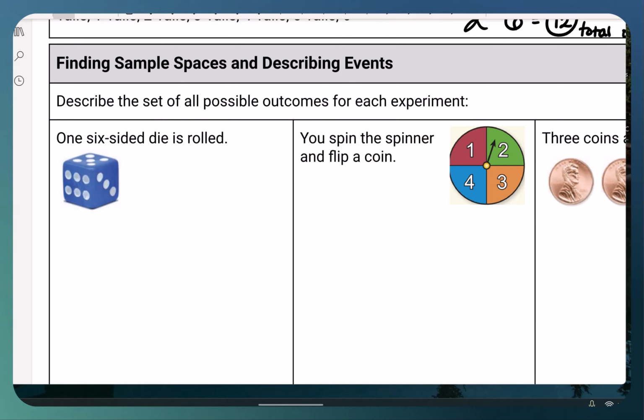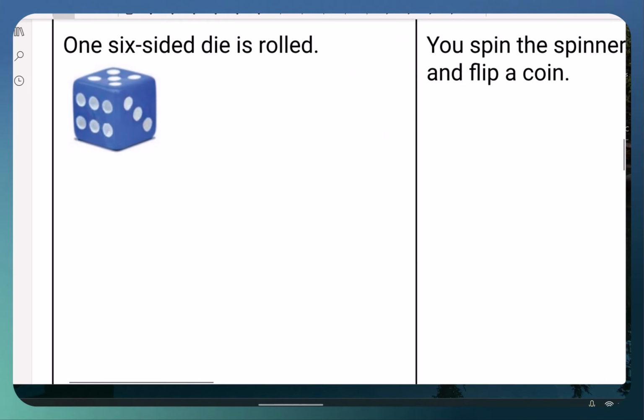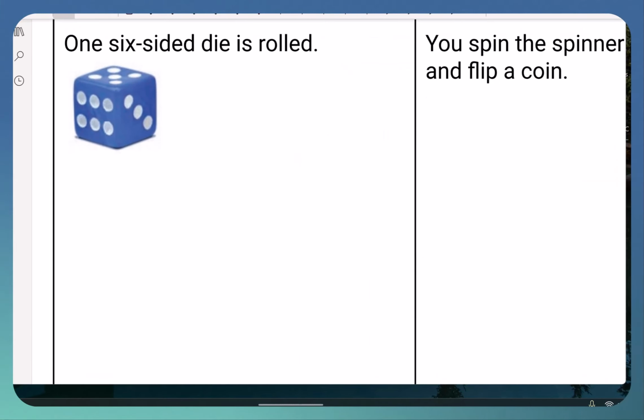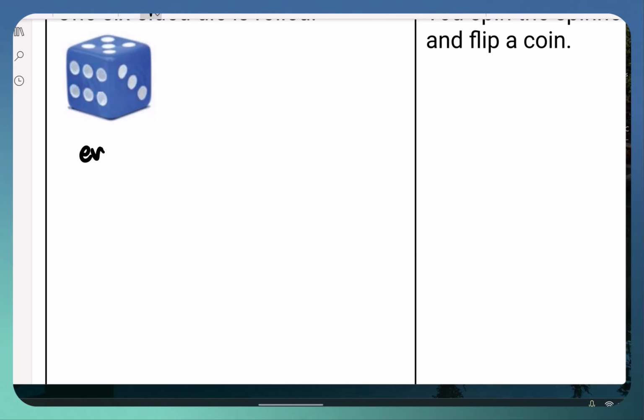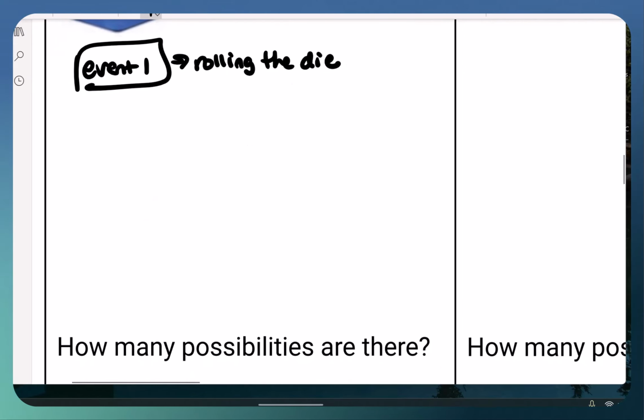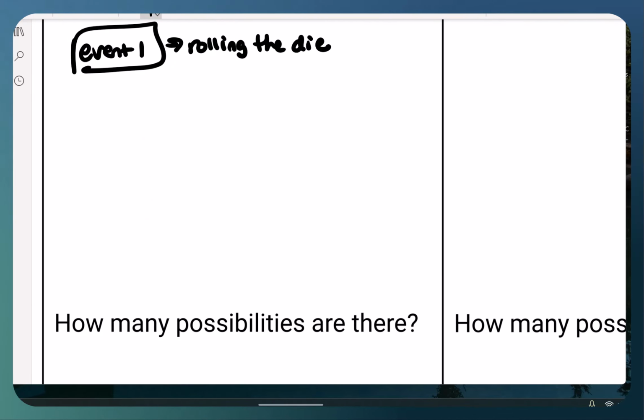All right, we're going to start out easy, super easy. One 6-sided die is rolled. And if it doesn't tell you how many sides, you're just going to assume it's 6 anyway, okay? How many events is that? Just one event, okay? Don't confuse outcomes with events. So I'm going to have one event. So I'm going to say event 1. That is rolling the die. And we have 6 different outcomes.